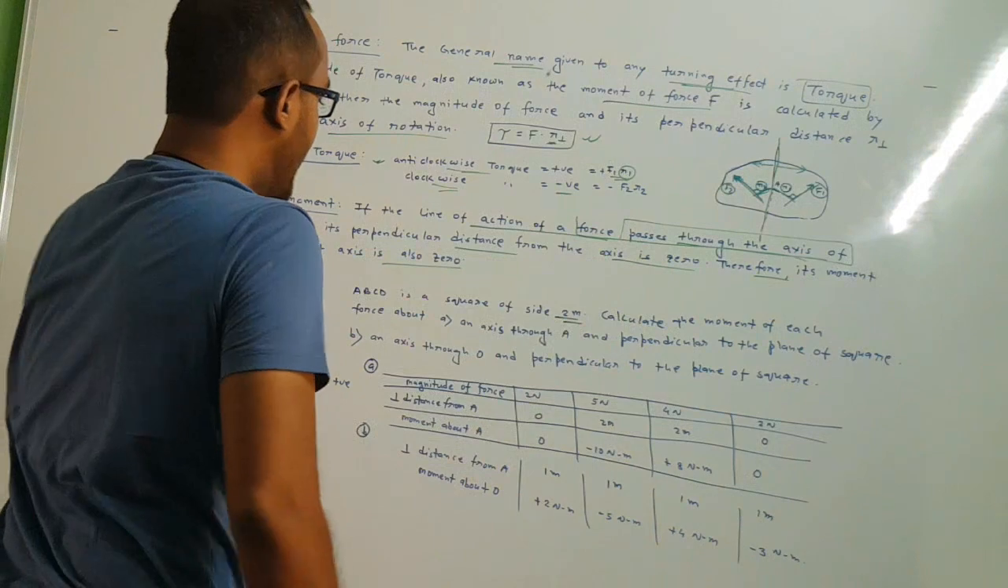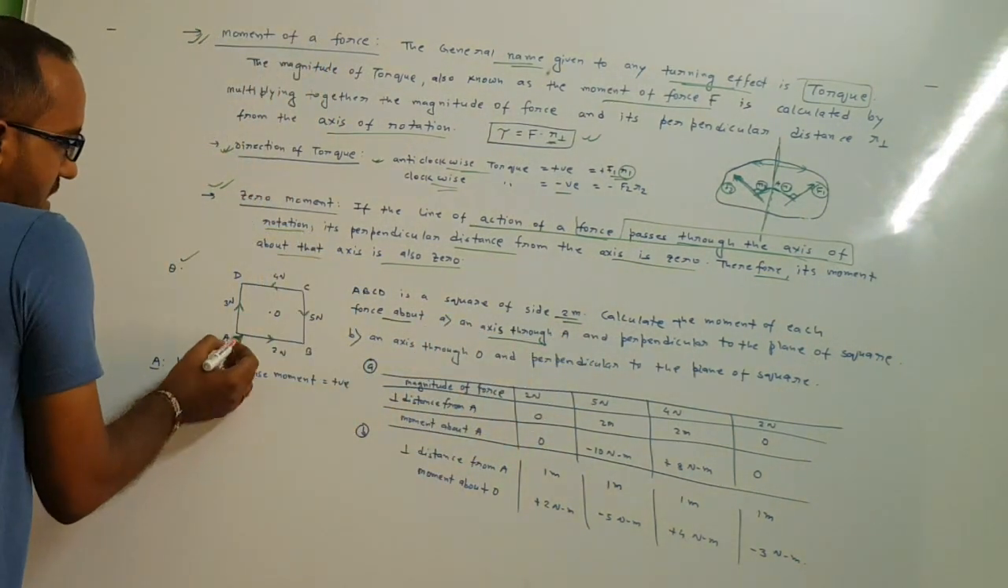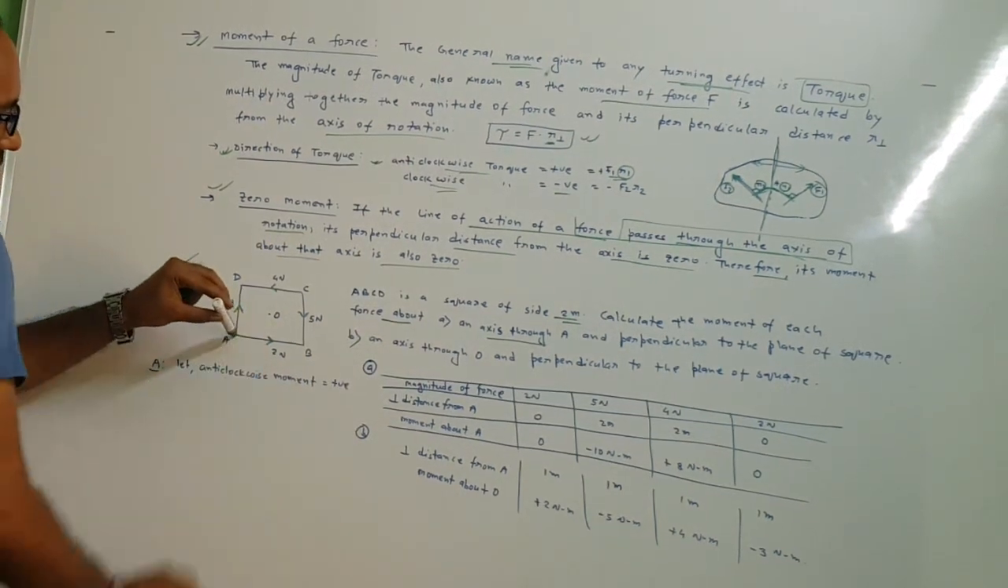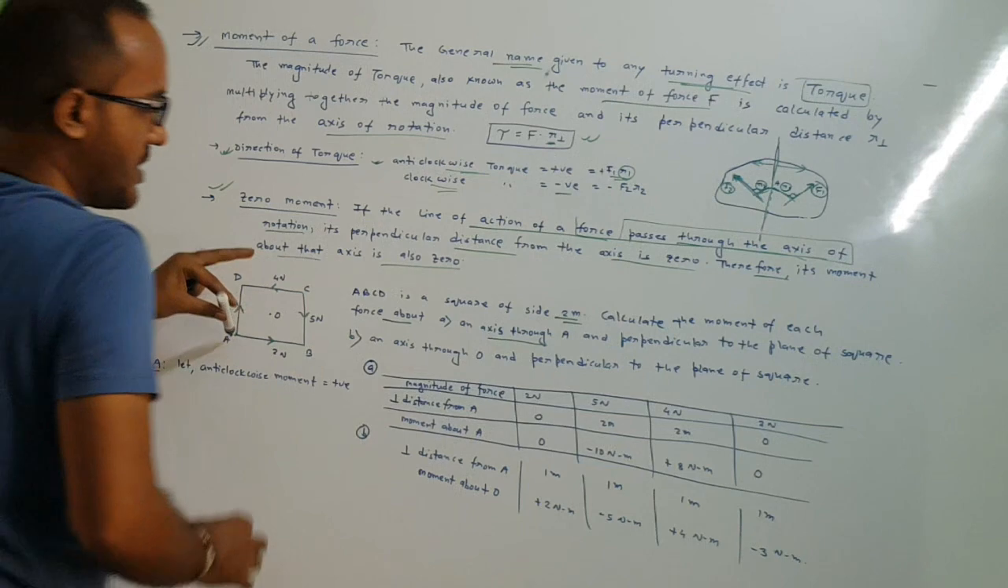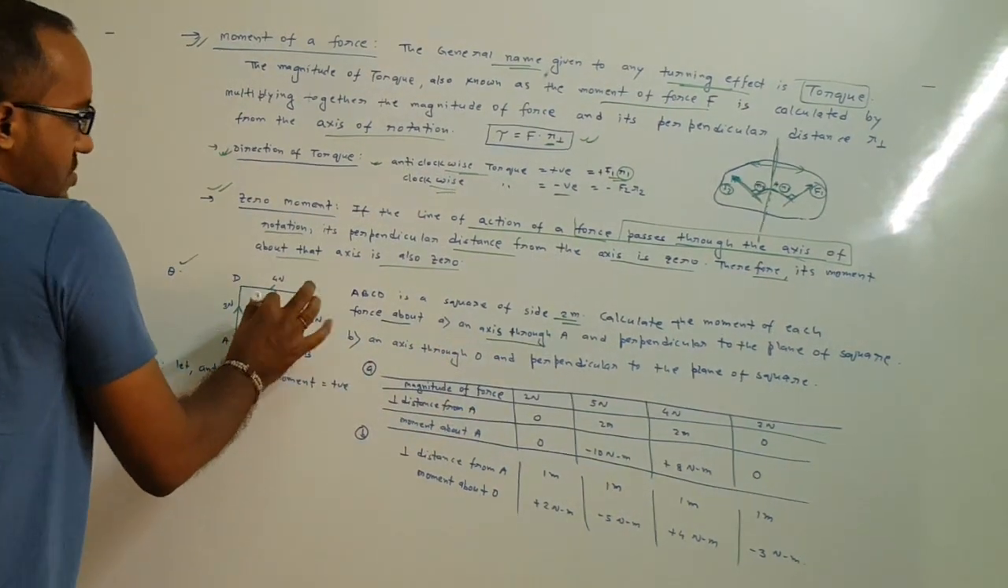Calculate the moment of each force about an axis through A. That means in the first case we are passing an axis through A. That means our axis is something like this. Okay, it is going through A. And in the second case our axis is going through O.